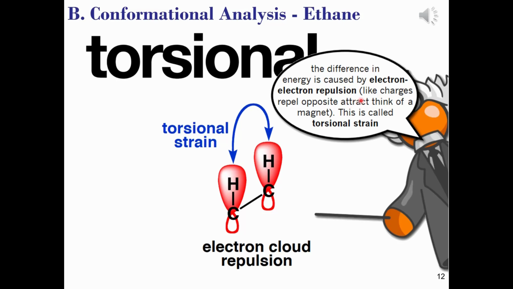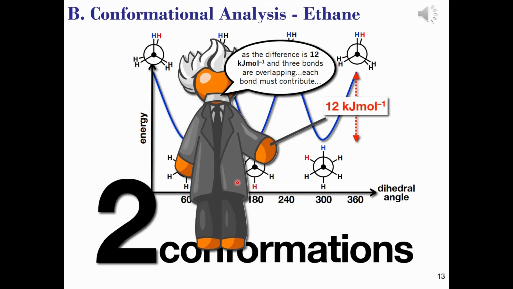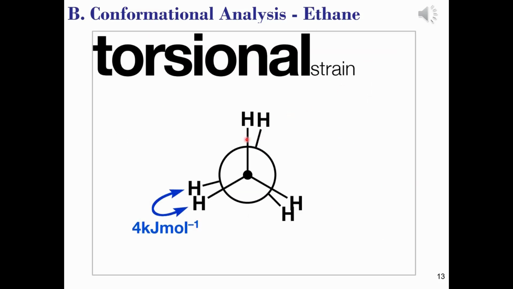So we can think of these charges like magnets even, that they are like charges and so they want to repel each other and be away from each other. Each eclipsed conformation is higher in energy by 12 kilojoules per mole. And so that means then that each hydrogen that eclipses another hydrogen must contribute 4 kilojoules per mole, seeing as there are 3 eclipsed sets of hydrogen atoms. So 4 times 3 is equal to 12.